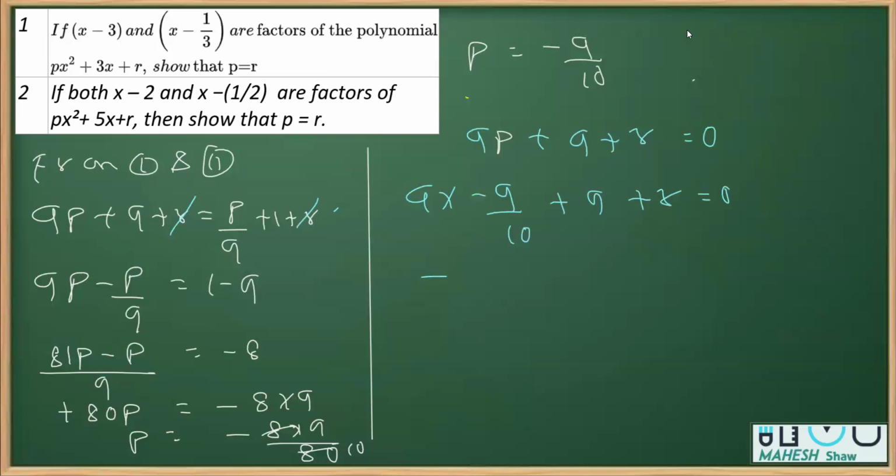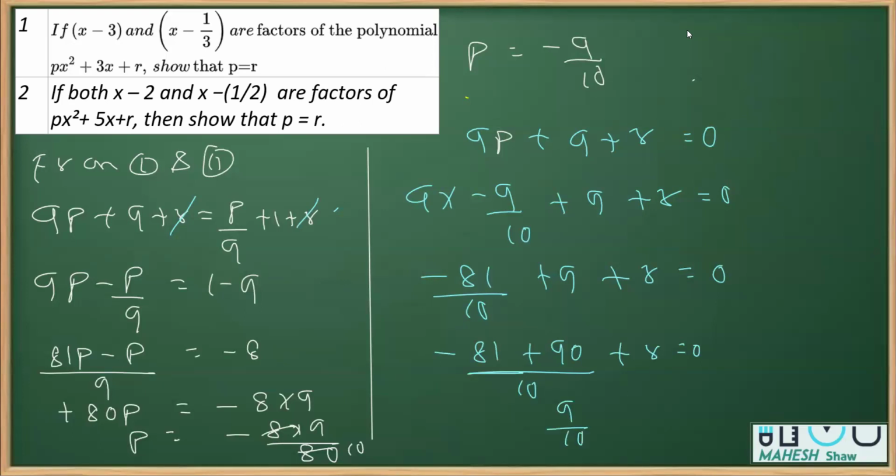So this is giving us 9 into 9 is 81. So minus 81 plus 10 plus 9 plus R is equal to 0. Now further it is minus 81. If I take LCM, it will be 90, right? 9 into 10 is 90 plus R is equal to 0. With further simplification, I'm getting this as 9 by 10 plus R is equal to 0.